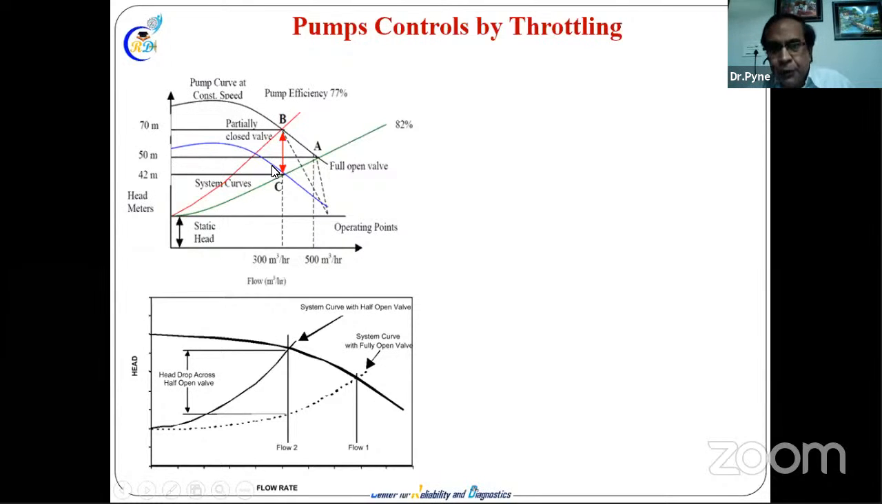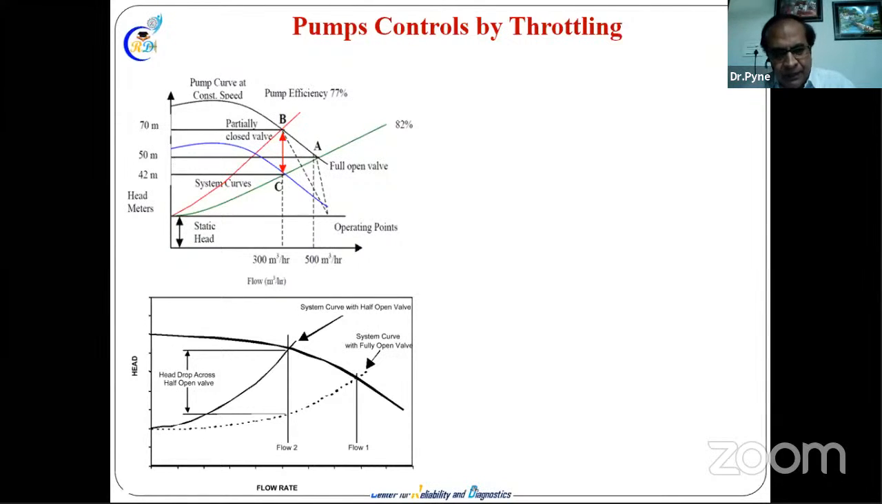Speed VFD, which you are talking about. If we put the VFD at lower speed, we get this blue curve, and the blue curve satisfies my system curve, which is available at the site. So our intention of 500 to 300 cubic meter per hour is satisfied with less energy. I think everything is clear now. So speed control is always better than throttling.